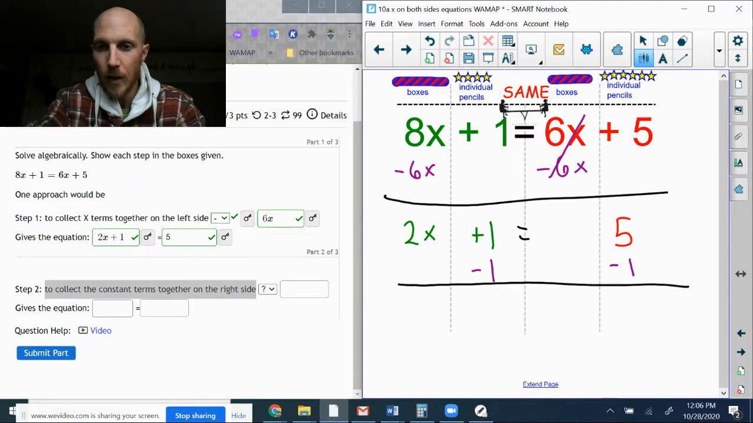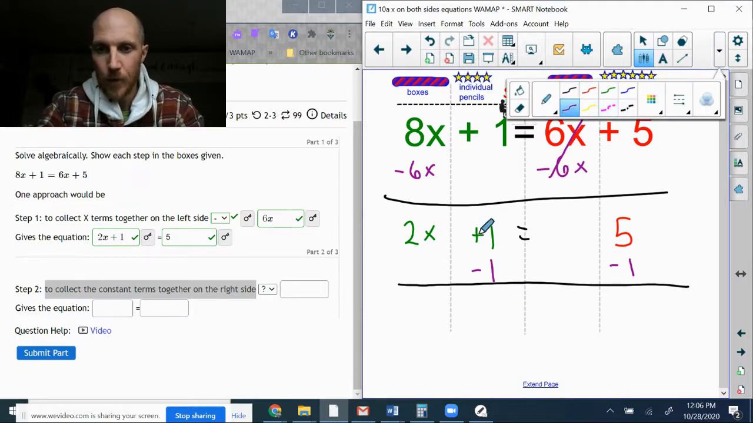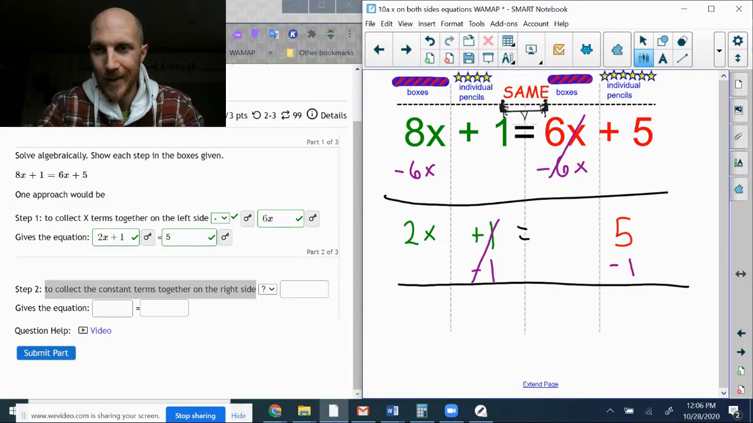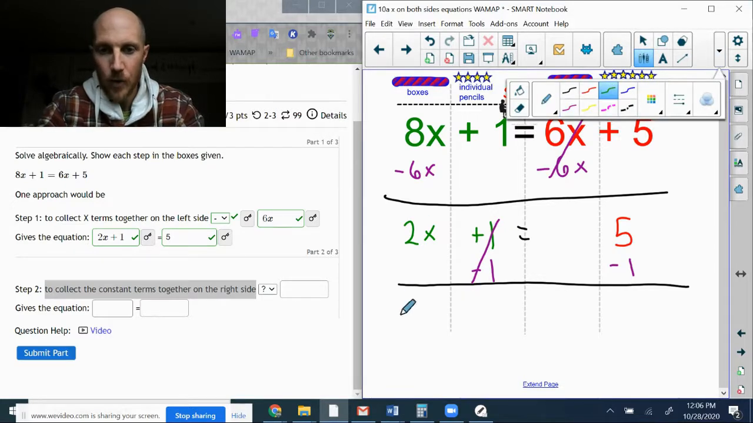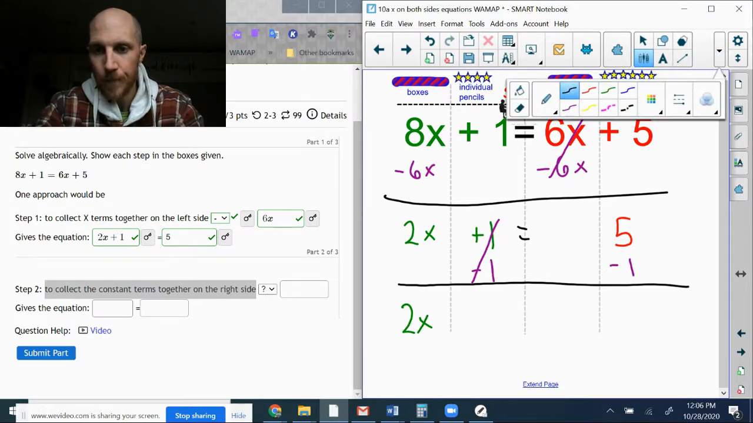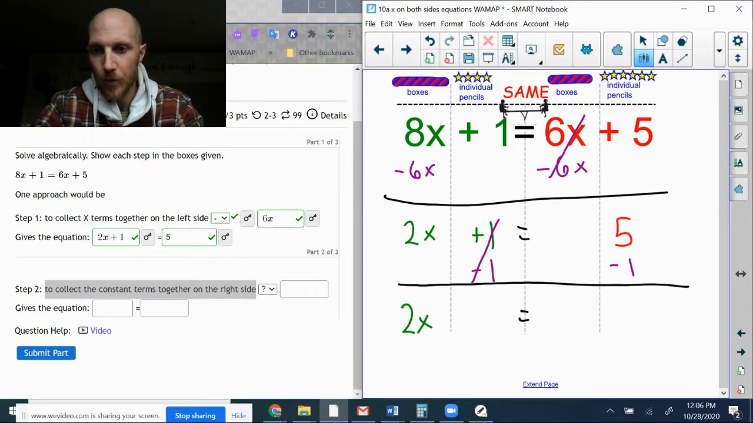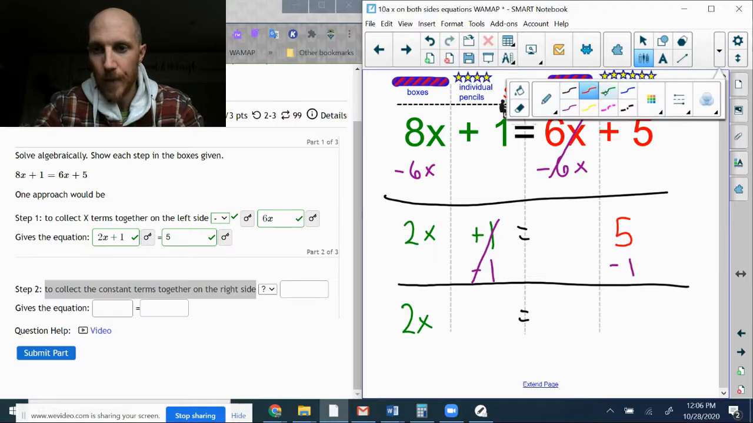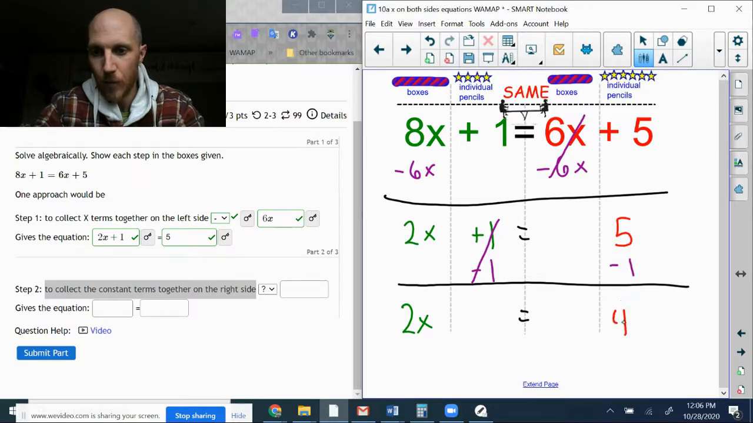Now I can go ahead and find out what I'll get on the next line. So I had positive 1, I subtracted 1. Those are going to cancel each other. This 2x is going to drop straight down. There's nothing left in the constant column here, so I can leave that blank. Equal sign comes straight down, and that 5 subtract 1 is going to leave me with 4.